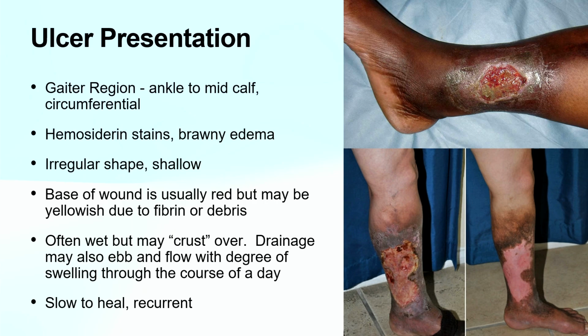Ulcers themselves, when present, are irregular in shape. They don't appear punched out. They have kind of odd margins to them. They're generally shallow. The wound beds themselves are generally healthy and granular in appearance, although with all of that drainage, there's often slough and debris that's built up. Gentle cleaning usually removes that pretty well.